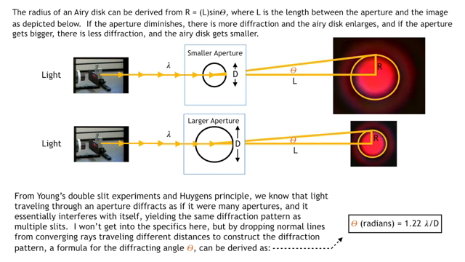Smaller the aperture, more diffraction, and larger the aperture, less diffraction. Okay? So from Young's double slit experiments and Huygens principle, we know that light traveling through an aperture diffracts as if it were many apertures, and it essentially interferes with itself, yielding the same diffraction pattern as multiple slits. And I'm not going to get into the specifics here, but by dropping normal lines from converging rays traveling different distances to construct the diffraction pattern, a formula for the diffracting angle theta can be derived such that theta in radians equals 1.22 times the wavelength divided by the diameter of the aperture. If you want to look up the derivation of this formula, there are many videos online describing it.